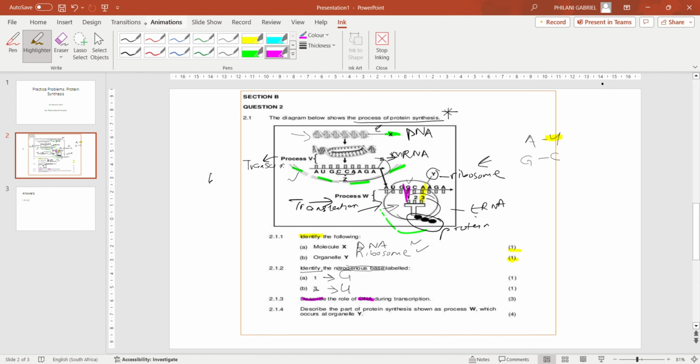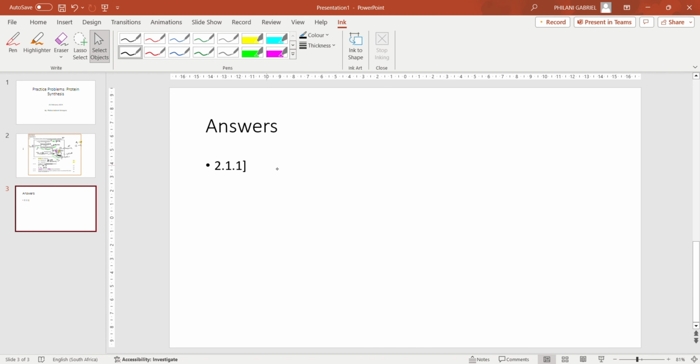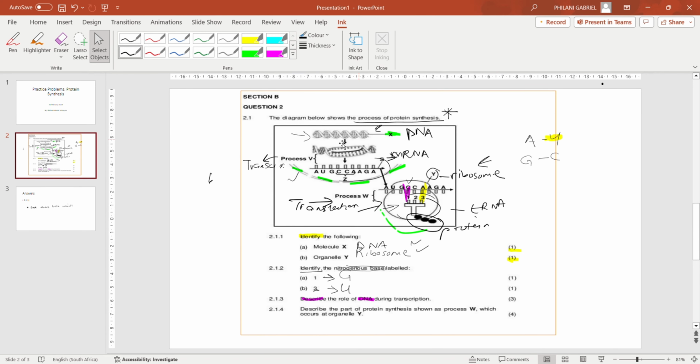Remember that during transcription, the DNA double helix unwinds. So you can write that as the first point. I'm not sure what the memo says, but you have to write that the DNA double helix unwinds. So this point is actually explaining the role of DNA during transcription. Remember, transcription is the process whereby DNA forms mRNA. So how does that happen? That is the role of DNA during transcription.